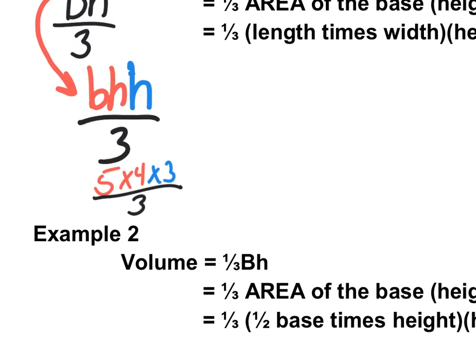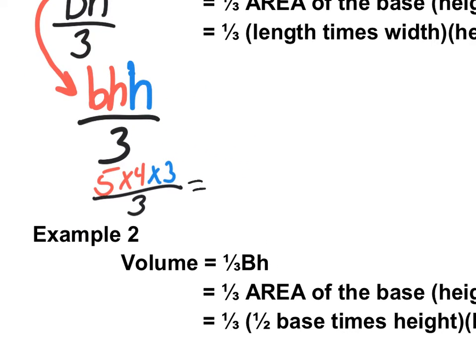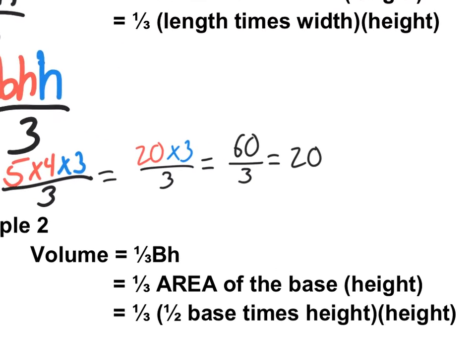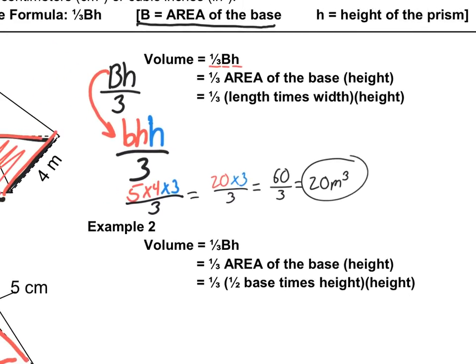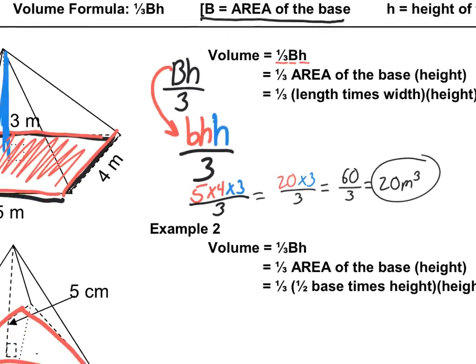Now I'm kind of running out of room, so I'm going to work to the side a little bit. 5 times 4 is 20. Haven't done anything with the height yet. Again, we'll have to divide by 3 when we're finished. 20 times 3 is going to be 60. Again, we still have to divide by 3. And then 60 divided by 3 is 20. And we're talking about meters here. So our volume of this pyramid is going to be 20 meters cubed. Again, the only thing that's really new here for this section is having to divide by 3 when we're finished.